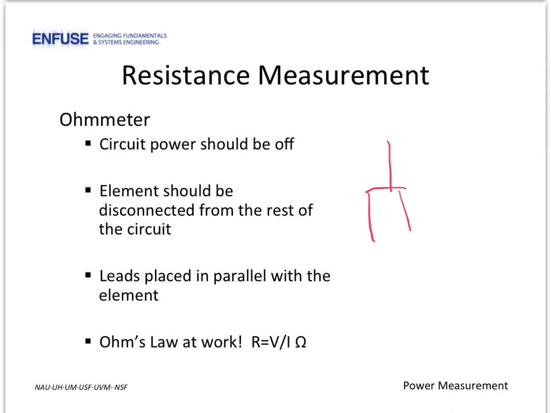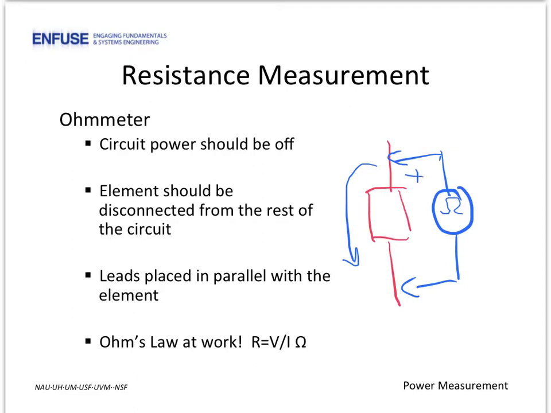So here's our element, and we'll place our meter in parallel, and we're measuring resistance. The multimeter is applying a small voltage and measuring the resulting current. There's current, and there's our small voltage. And by Ohm's law, we get the resistance value.